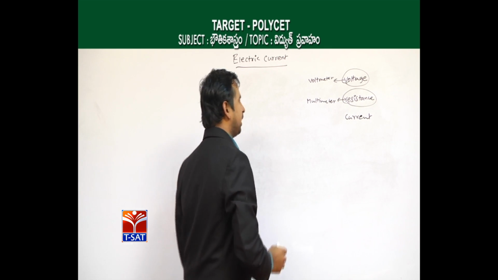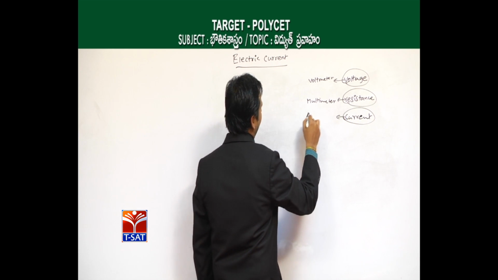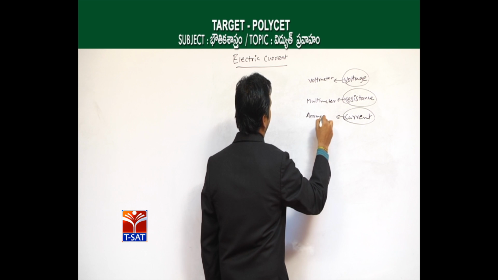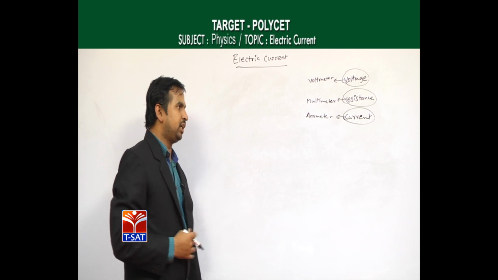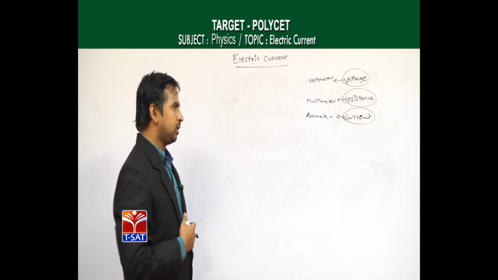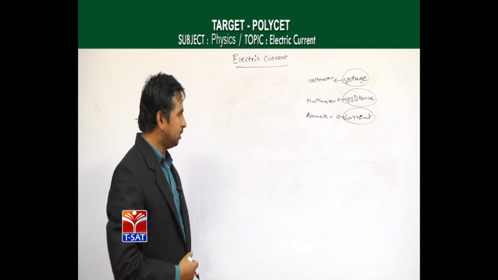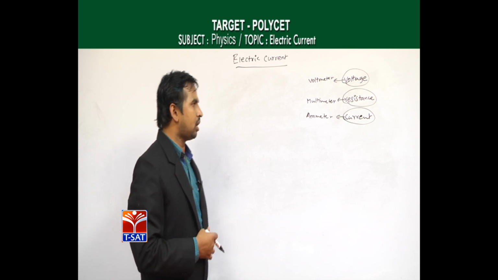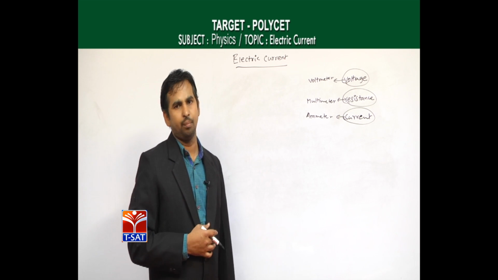Whereas in the case of current, current is measured by using an ammeter. So voltage is measured with a voltmeter, resistance with a multimeter, and current with an ammeter. Most of the cases, the questions they ask on this are about how you are connecting the voltmeter and ammeter here.